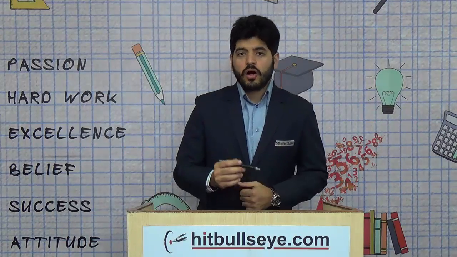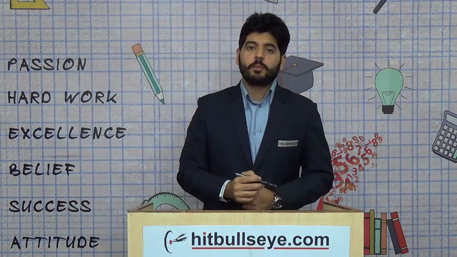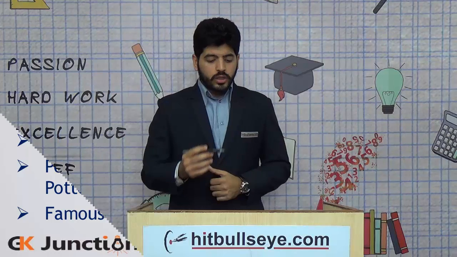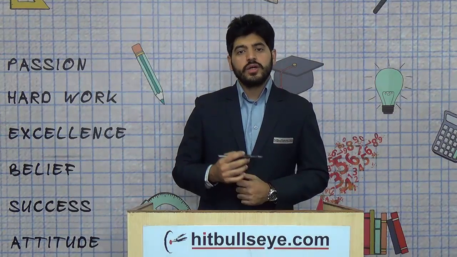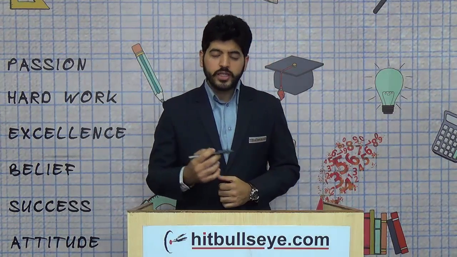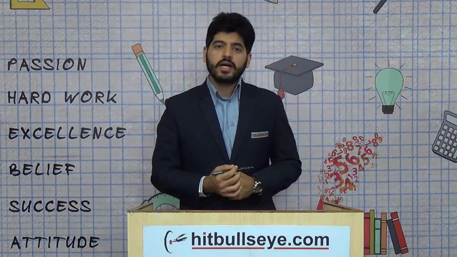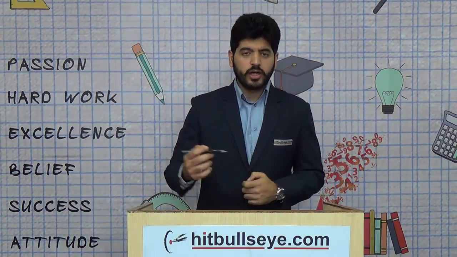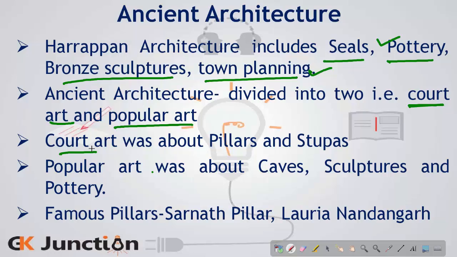Apart from that, all the ancient architecture was divided into two parts, namely the court architecture and the popular one. Court architecture or court art was one which the various Rajas, Maharajas or the emperors would indulge in, and the popular architecture or art was one which the common people or masses would indulge in. Court art was on a larger scale, so in that we'll be studying pillars and stupas. Whereas popular art was about caves, sculptures and pottery, or architecture at a smaller level.